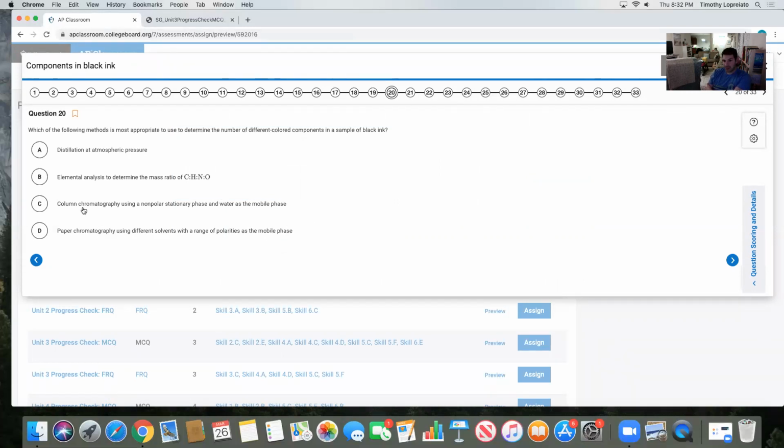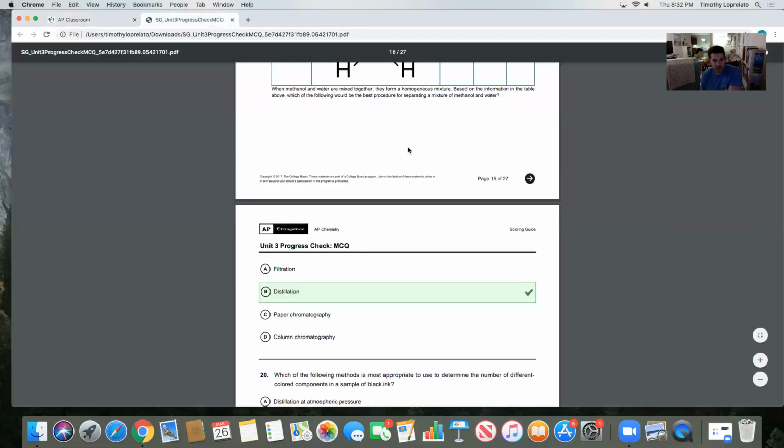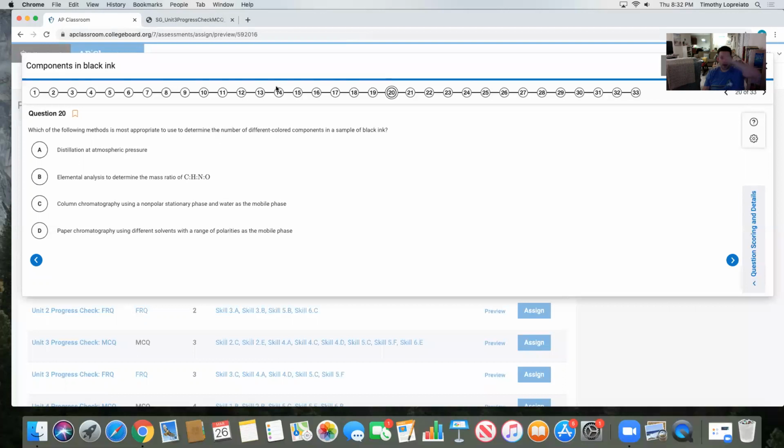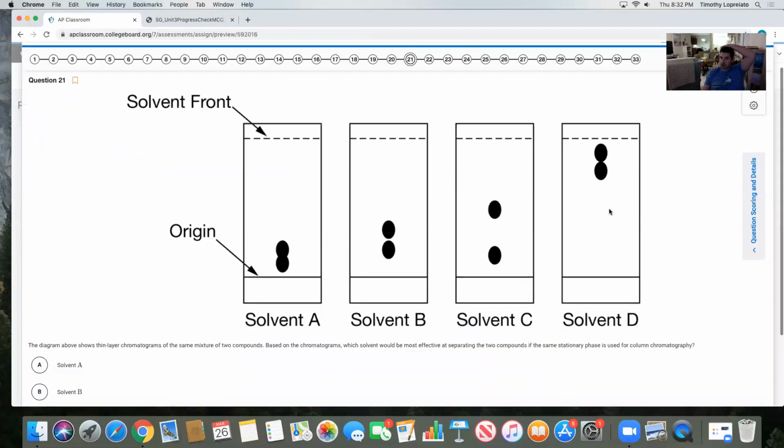I don't think many schools have done column chromatography. Don't fall for that just because of the word chromatography. We do paper chromatography, right? The little strips of paper. So question 20, it is choice D. There we go, wahoo. 21, oh, look at that.